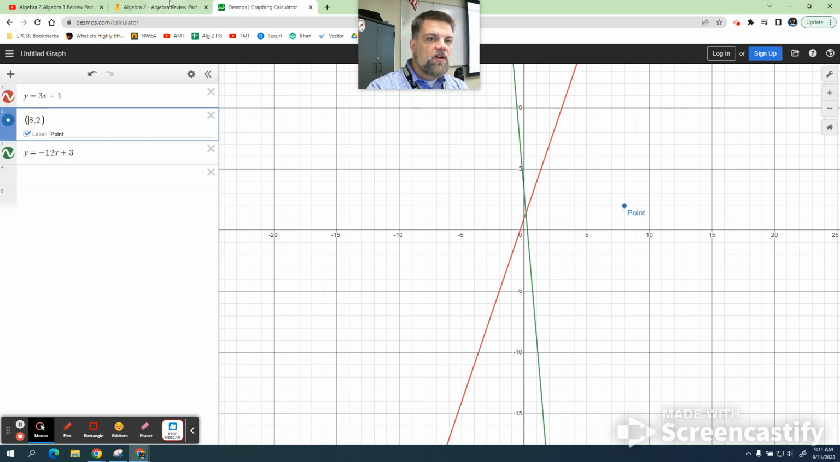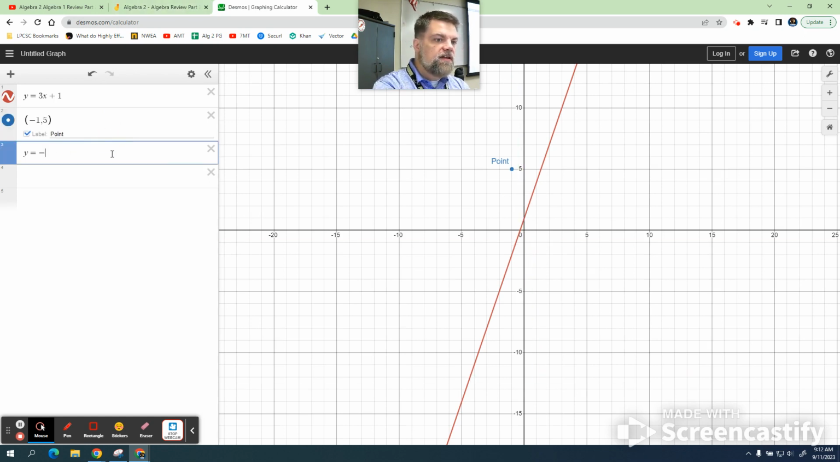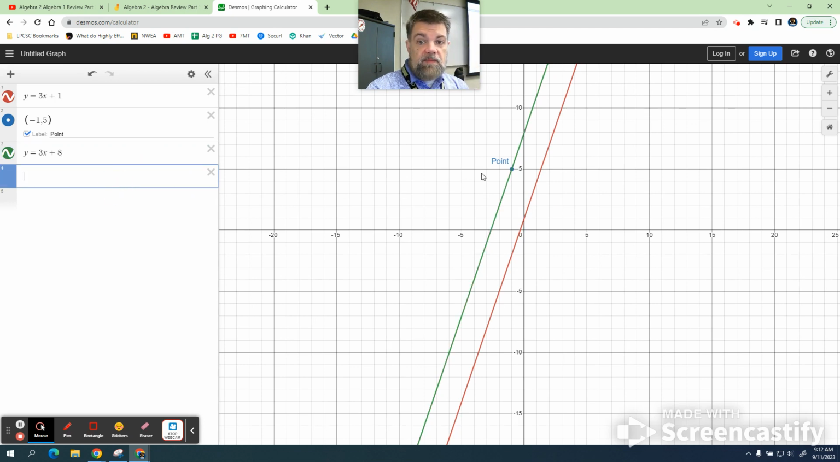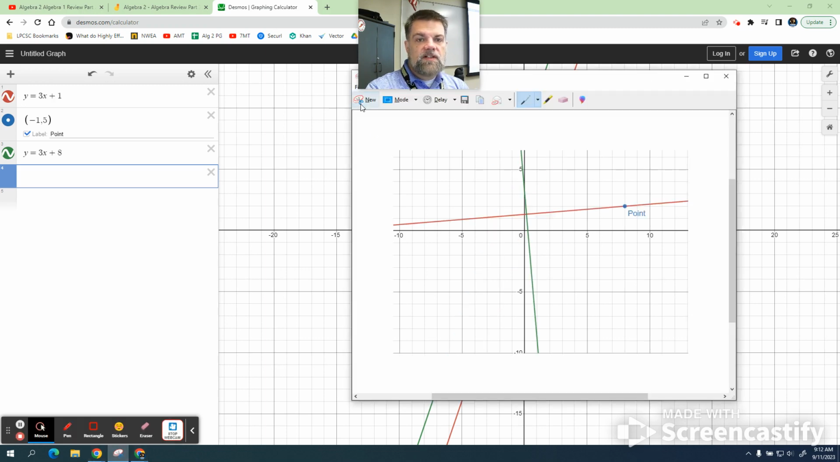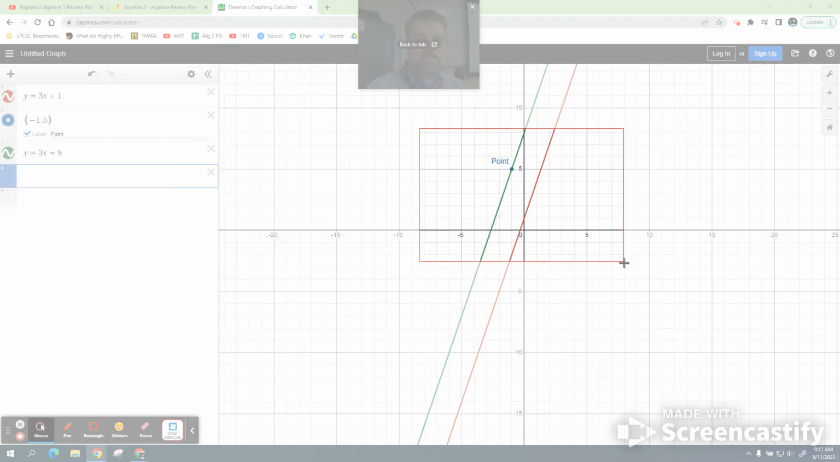The new point was -1, 5? Was that it? Okay. And then our new line was just 3x plus 8, right? Oops, 3x plus 8. Well, yeah, so they are parallel, right? And it does pass through the appropriate point. So let's take and sketch this.